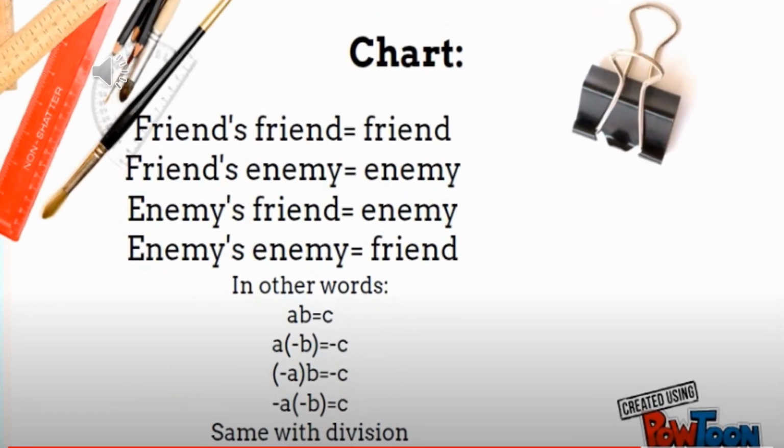This chart is a reminder of the multiplying and dividing integer rules. For example, if you have a friend's friend, you're going to have a positive thing because they have the same thoughts, the same feelings, so it's going to become a friend. If you have a friend's enemy, it's going to be an enemy, a negative thing, because they're always fighting between each other. The same as vice versa.